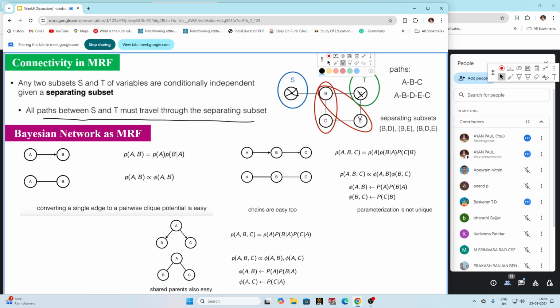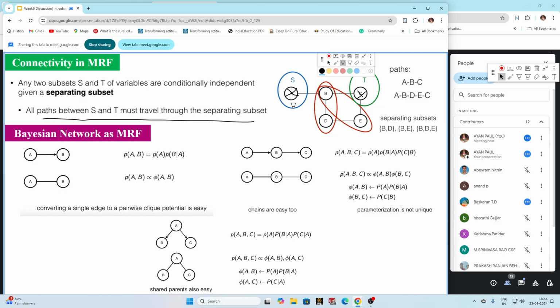So B and E in this case are dependent. Why? Because a path can be traveled from B to E via D. D is not blocked, so a path can be traveled from B to E. So B and E are dependent in that case.